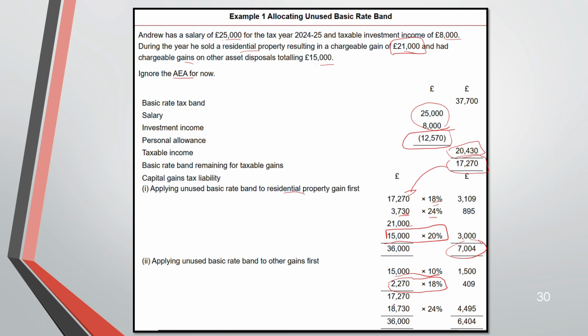And the balance: 2,270, right? Residential is 21,000. So from 21,000, 2,270 is taxed at the basic 18%. The balance is at the higher rate. When you add, this is the total.